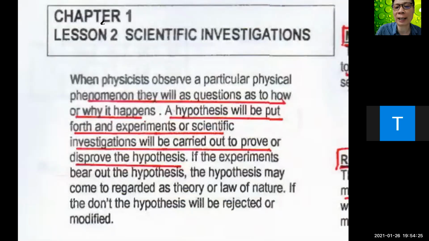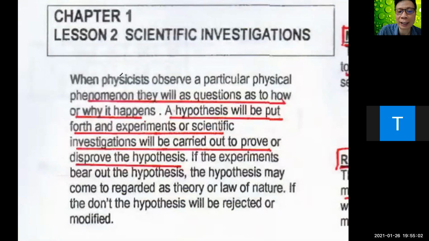Do you know why experiment is important or not? Because in the SPM exam format, there is one paper, Paper 3, special for experiment only. One paper, all experiment. So the foundation to answer Paper 3, the experiment paper, is this scientific investigation. Understand? Okay, what is the meaning of scientific investigation?